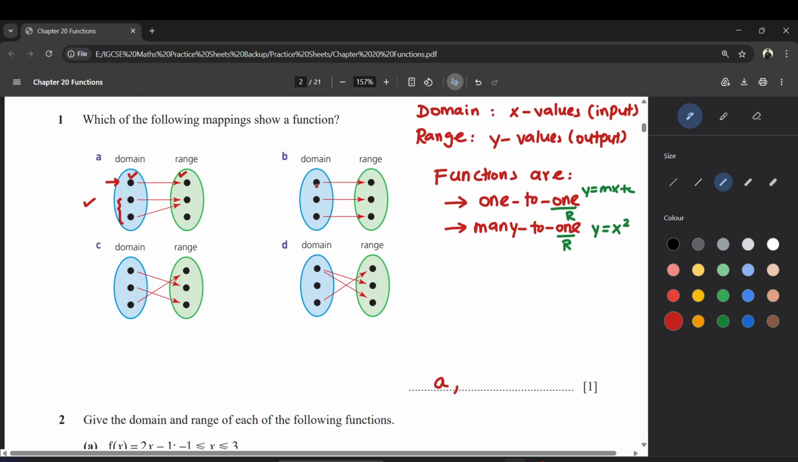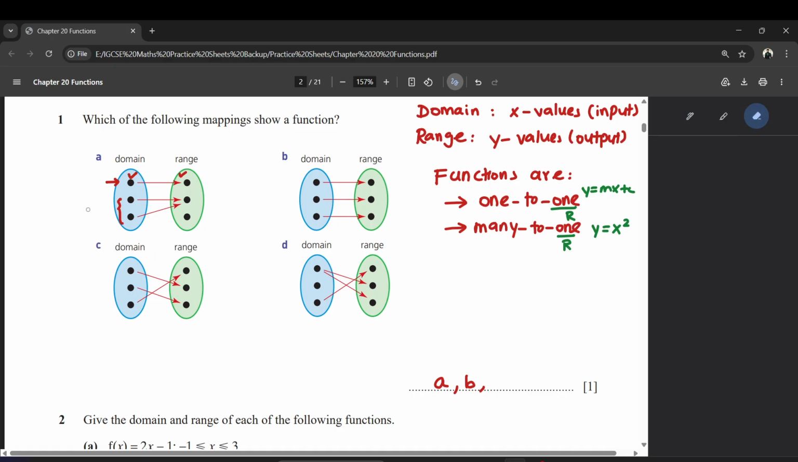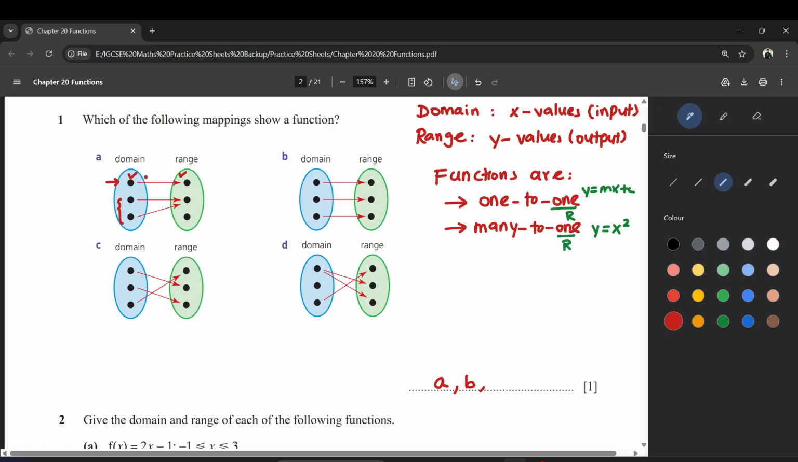Let's take a look at B. B is exactly one-to-one because you can see that one element of domain is mapped onto one element of range in all three of them. So B is also a function. In C, we can see that again we have a function. Let me write this down over here. This is many to one. For example, we can have one range value for this domain. Let's say the domain might be x equal to 0, so that is going to map onto only one value of range. So this one would be a many to one.